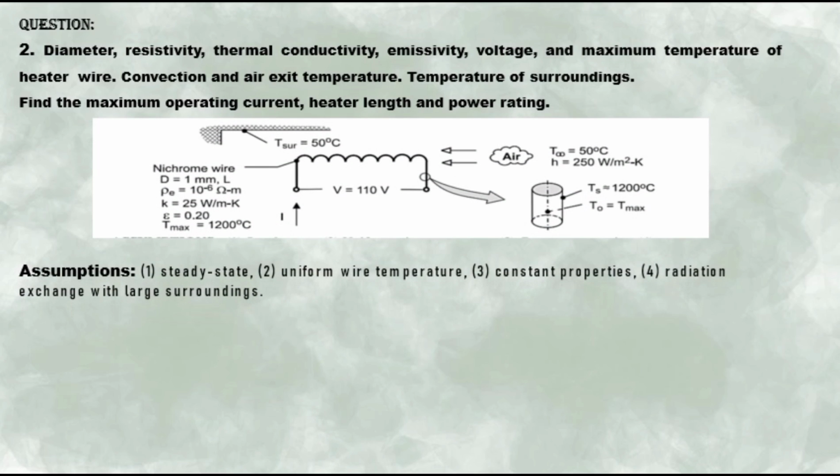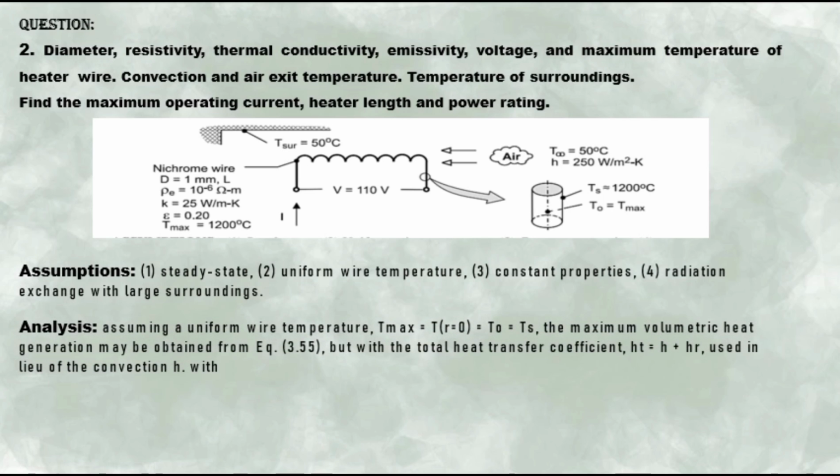For our assumptions, we have first, steady state; second, uniform wire temperature; third, constant properties; and fourth, radiation exchange with large surroundings. Analysis: assuming a uniform wire temperature, the maximum temperature is equal to T at r equals 0, or T sub O, or T sub S. We have that in our schematic, as you can see above.